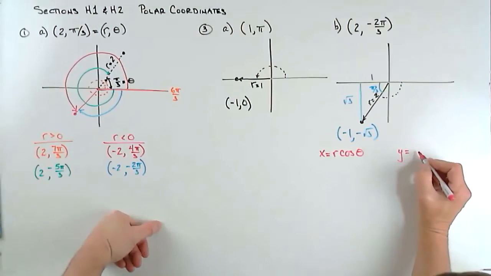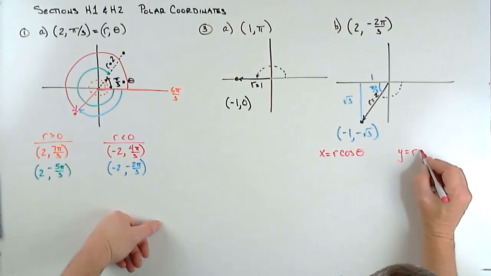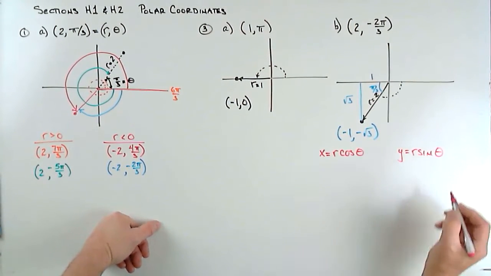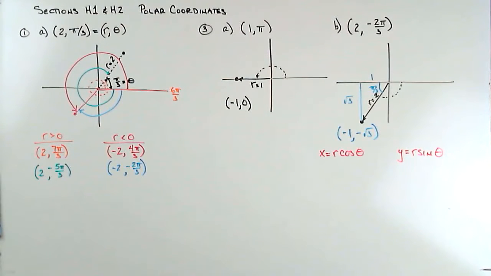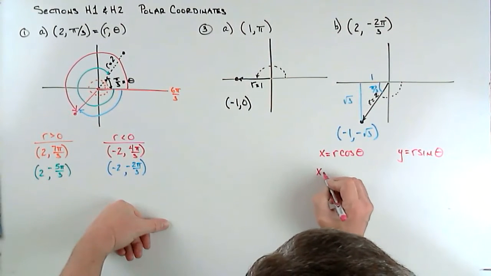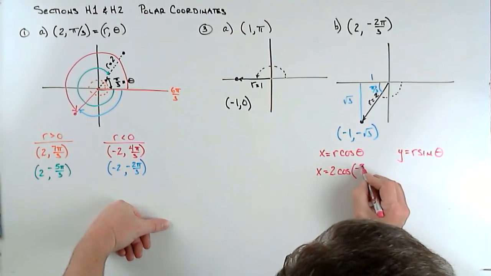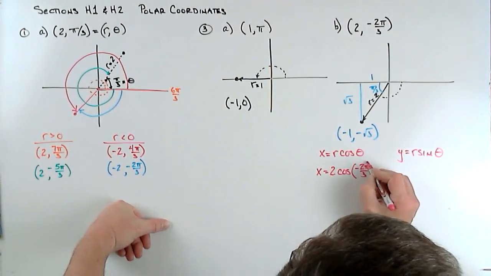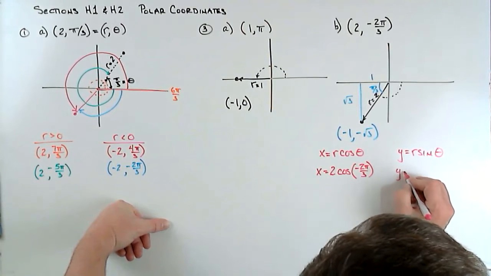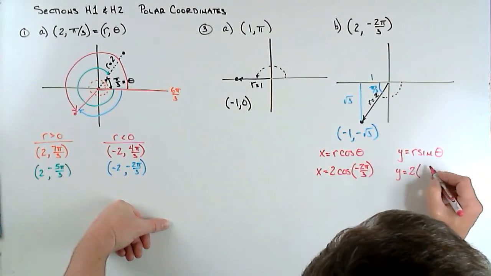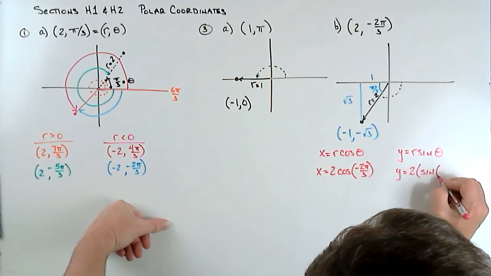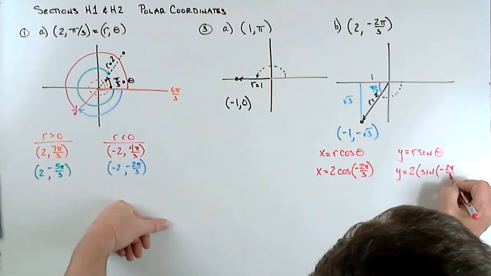Now, another way is to use the formulas: x is equal to r cosine of theta, and y is equal to r sine of theta. From here, we could plug everybody in. x is going to be equal to r, which is 2, times cosine of -2 pi over 3. And y is going to equal 2 times sine of -2 pi over 3.